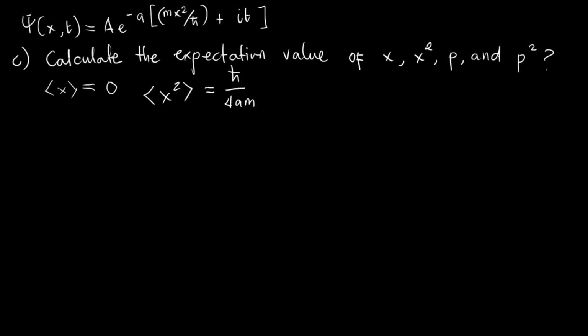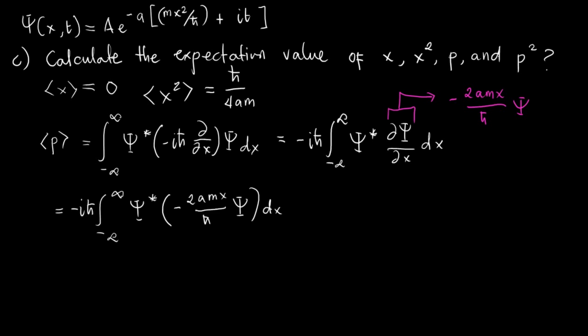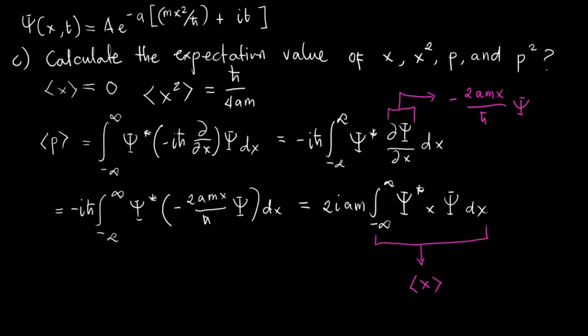Now for the expectation value of the momentum p, we insert the momentum operator. We already know from the previous part, that the first partial derivative of psi with respect to x is negative 2amx over h bar times psi. Now this is nothing but the expectation value of x, which, from our earlier calculation, is equal to 0. Therefore the expectation value of p is 0.